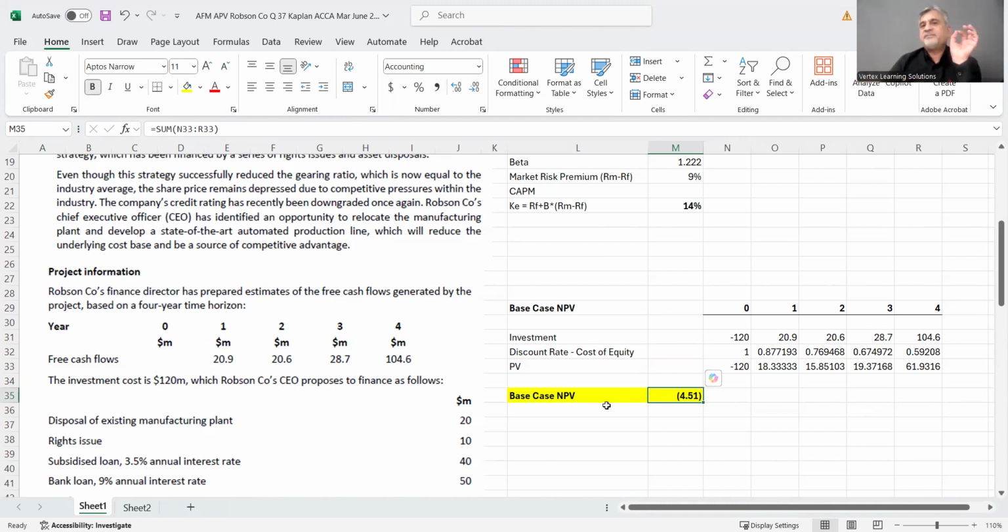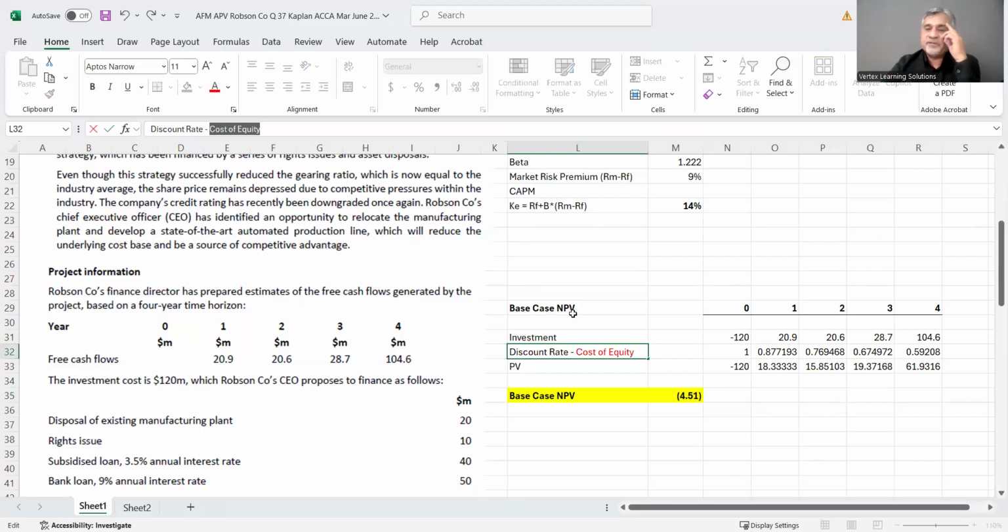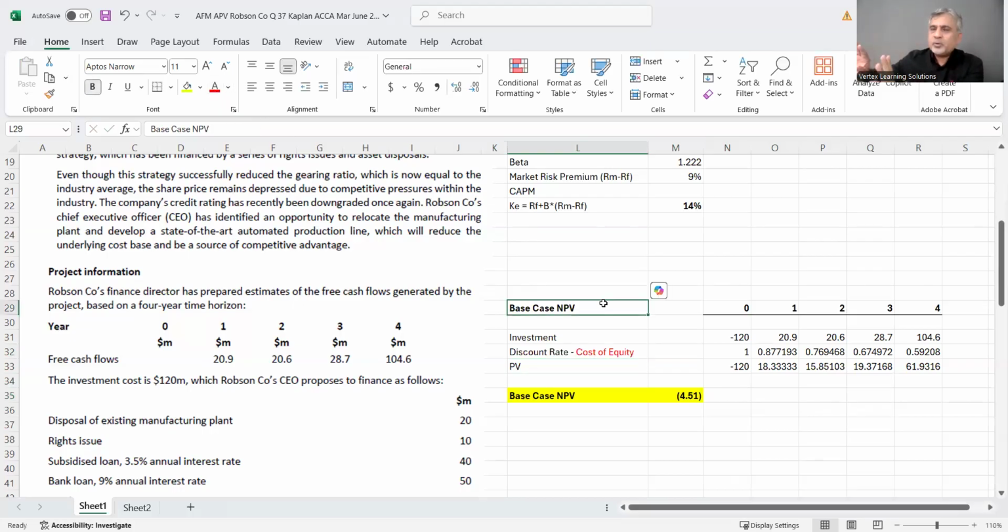Now, what I understand with base case NPV, okay? So remember, base case NPV, how do you calculate? You discount it with cost of equity. You don't discount it with WACC. You say, I don't want to see the impact of debt financing. I only want to see the impact of equity financing. So if this is the project which is giving these cash flows, and if I use the shareholders' money, and the shareholder money is costing me 14%, at 14%, the project is minus 4.51.